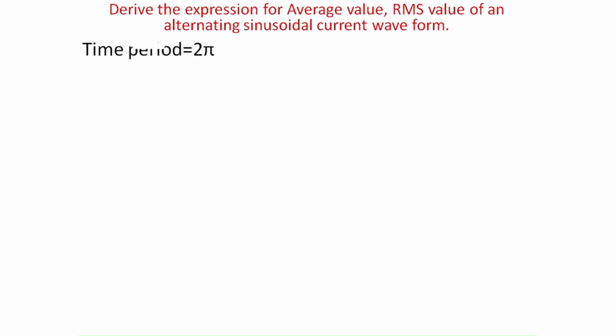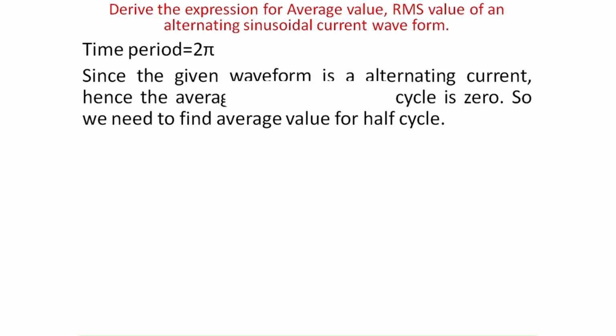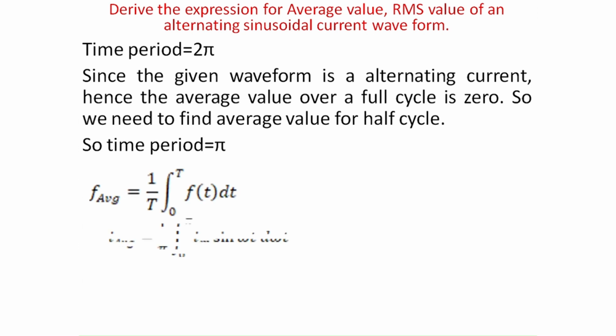For the sinusoidal current waveform as shown in the figure, we can write the function i of t equals Im sin omega t, where omega t is the axis. Now we can find the average value. The formula for average value is F average equals 1 by T integral 0 to T of f of t dt. Since the given waveform is an alternating waveform, the average value over a full cycle is 0.